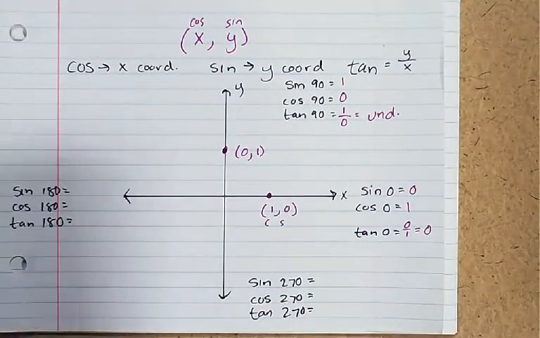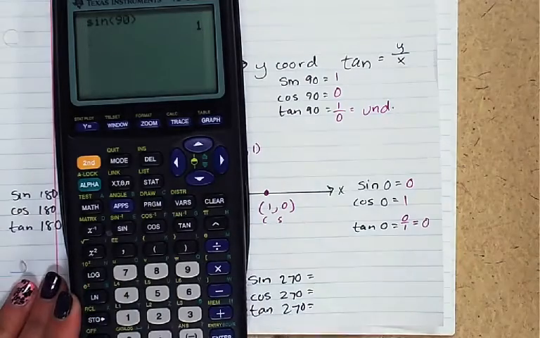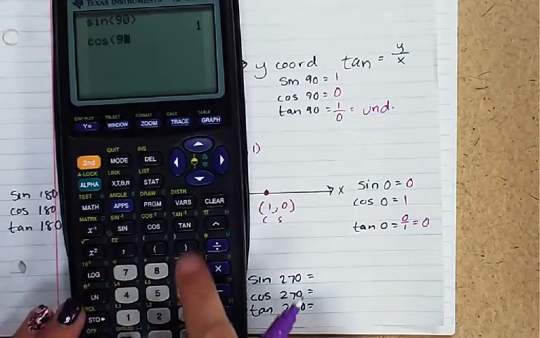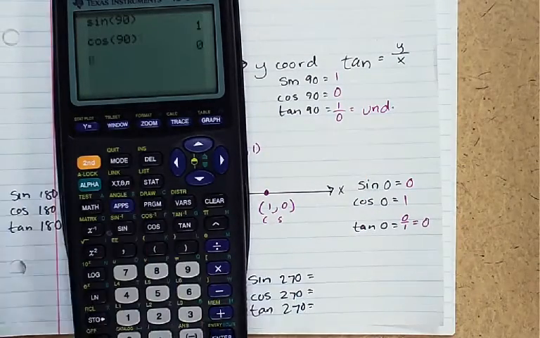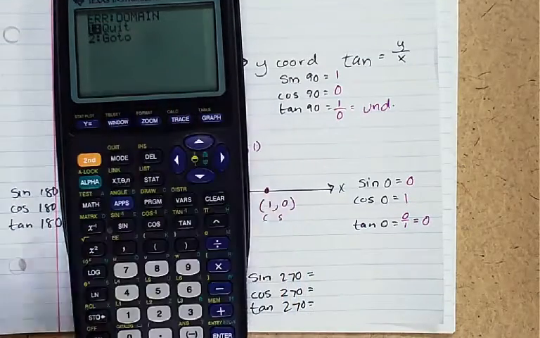And you can always check these out in your calculator too. If I go sine of 90, it gives me 1, which is what we got. Cosine of 90, 0. Tangent of 90, domain error, can't do it.